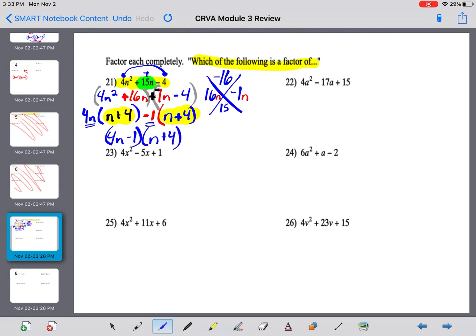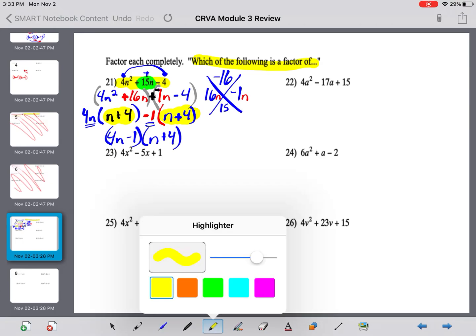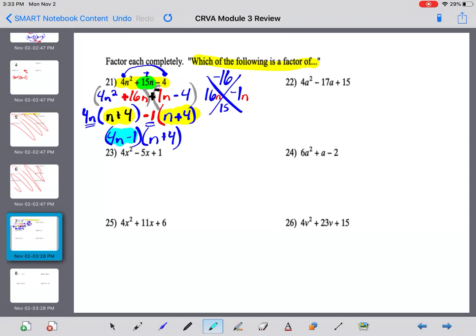Regroup it this way. The binomial that is matching is one of your factors. The other factor is those GCFs that you were able to factor out earlier. So this trinomial has 2 factors. One of them is 4n minus 1, and the other one is n plus 4. And I would hope that one of them shows up down below as one of my answers.